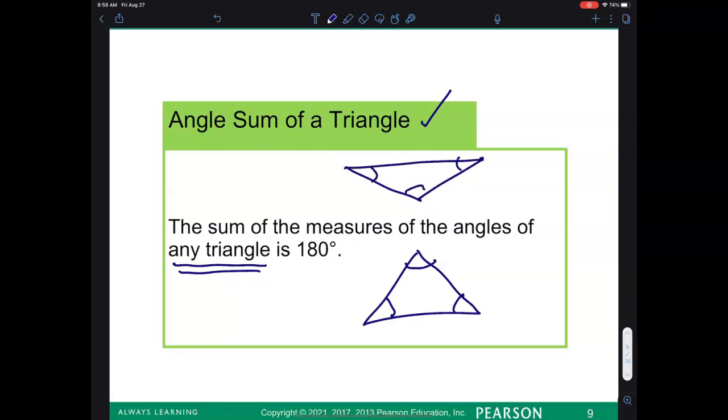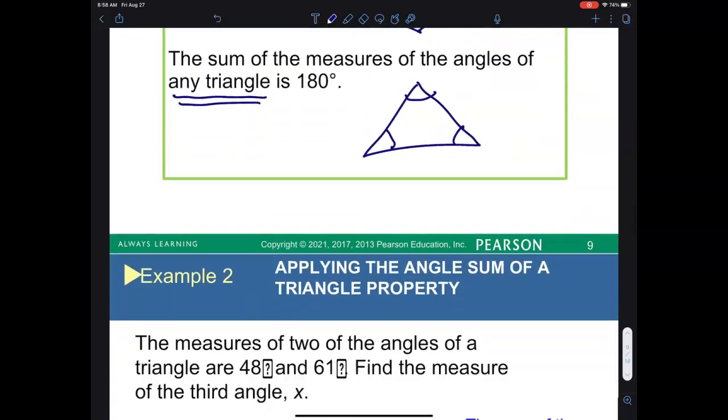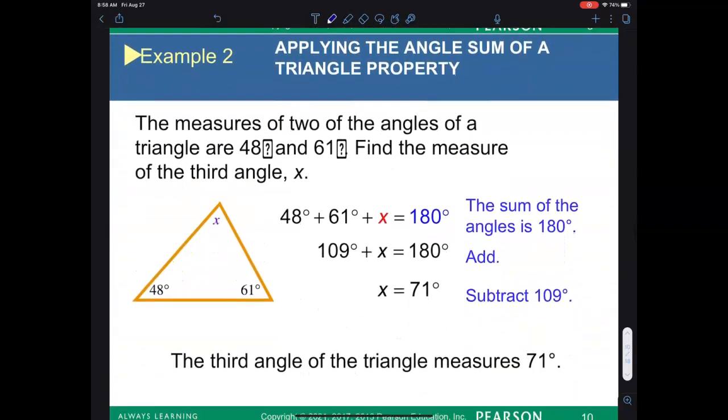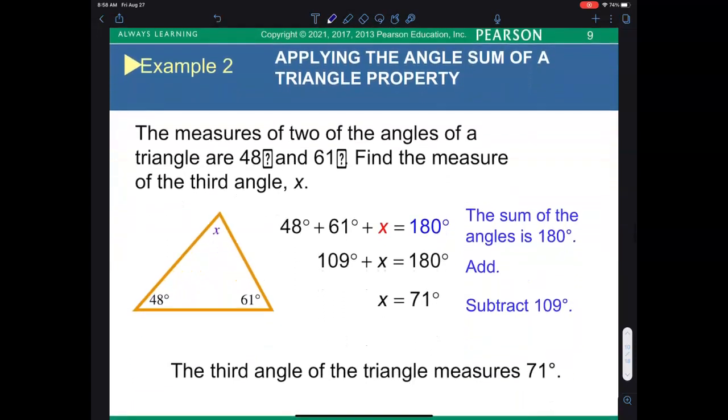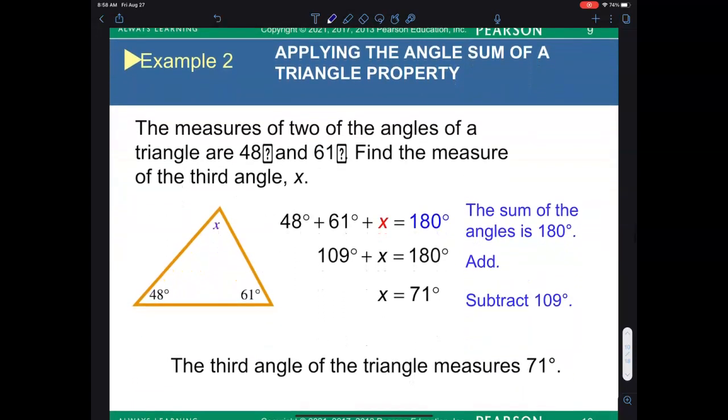So that's a very nice, simple rule that's very, very helpful as we begin to look at angles inside of triangles. So we can use that immediately with an example problem using this fact, in that if we have any 2 angles in a triangle that we know, since the sum has to be 180, we can figure out the third one. So in this problem, the measures of 2 angles of a triangle are 48 degrees and 61 degrees. Find the measure of the third angle, x.